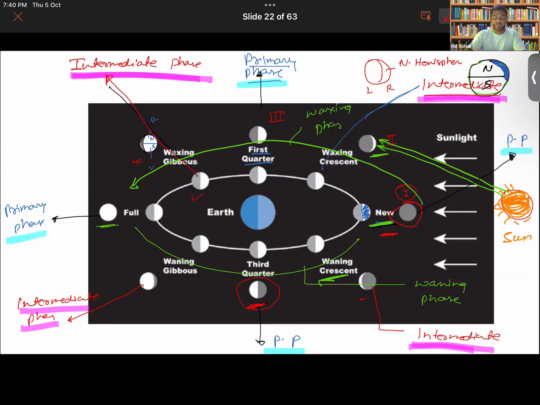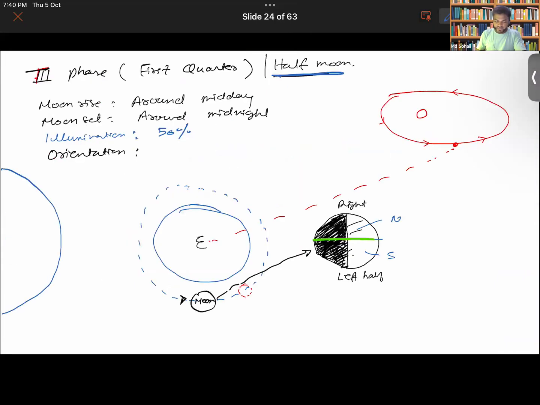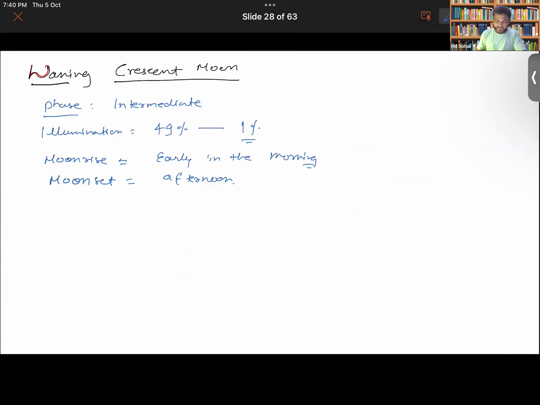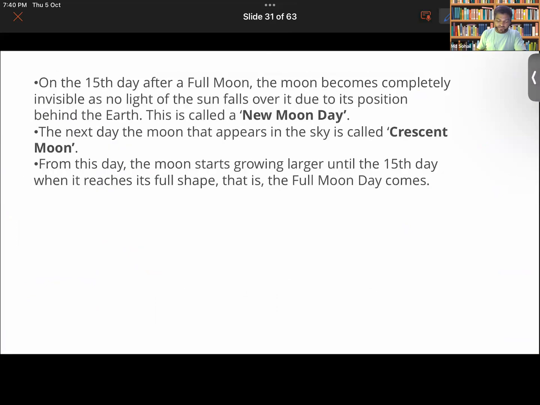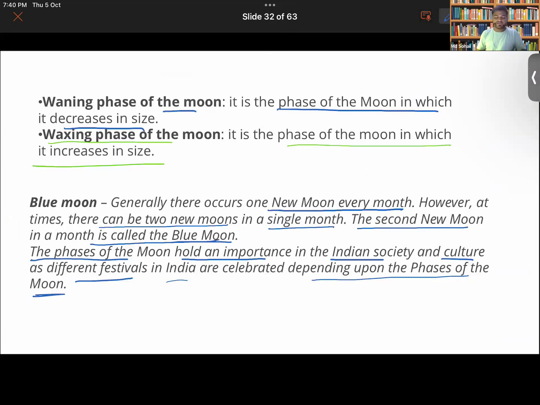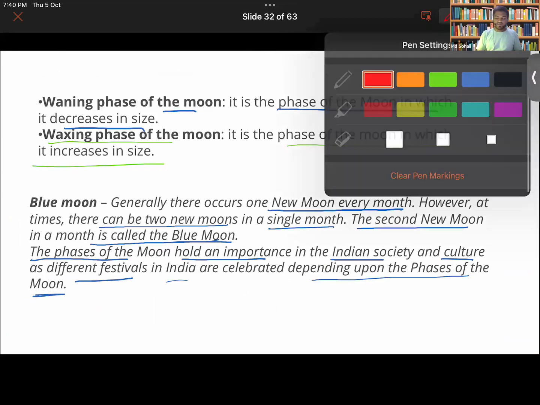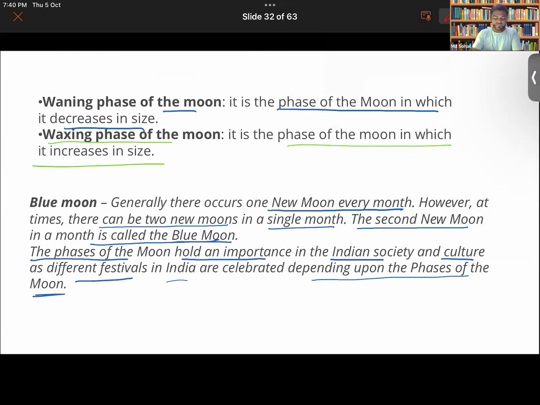Yes, sir. Okay. Also, Arham, you were absent in the previous class, I believe. So two more important things were discussed in the previous class. Like there are two phases of the moon. One where the size of the moon seems to be increasing. What do we call that phase of the moon? That is the waxing phase.